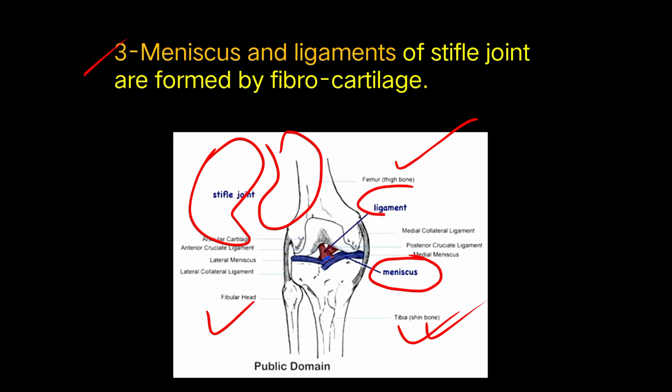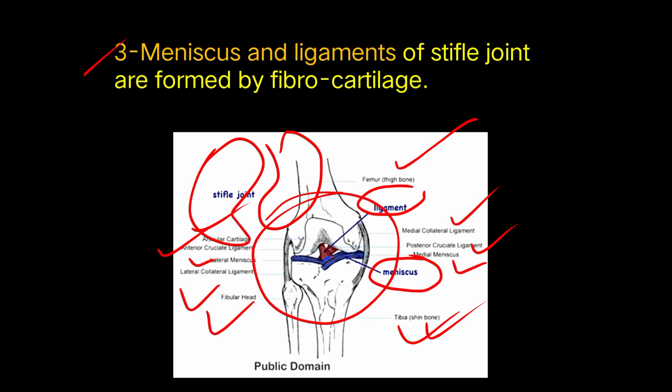The ligaments are there to hold the bones together, and along with that we can see the medial collateral and posterior cruciate ligament, and the medial menisci. On this side we can see the lateral menisci, the annular cartilage, the anterior cruciate ligament, and the lateral cruciate ligament is also there. So in this location the menisci are fibrocartilaginous structures.